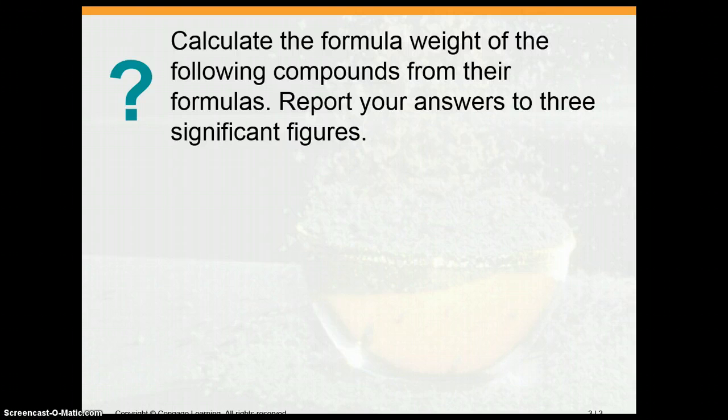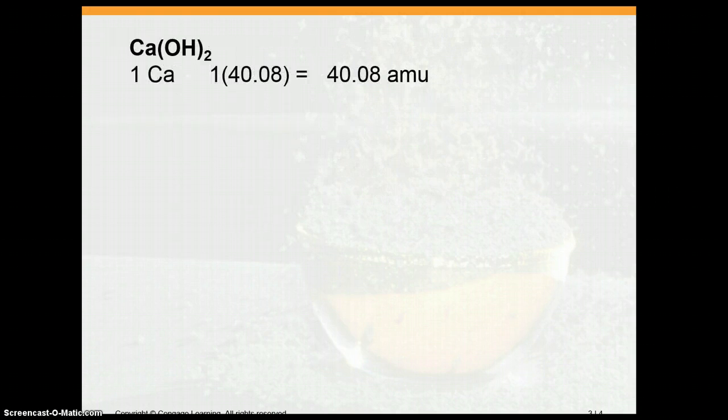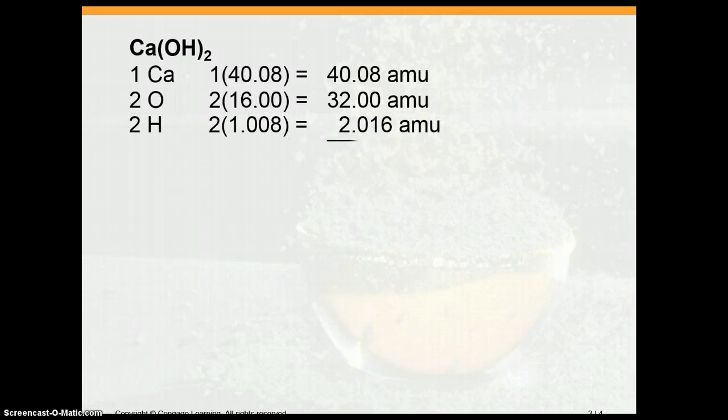When you're calculating the formula weight of a compound, you really just use the periodic table. So if you're given a formula, you look at each of those terms, find the mass, and multiply by the particular subscript you might find, add them up.